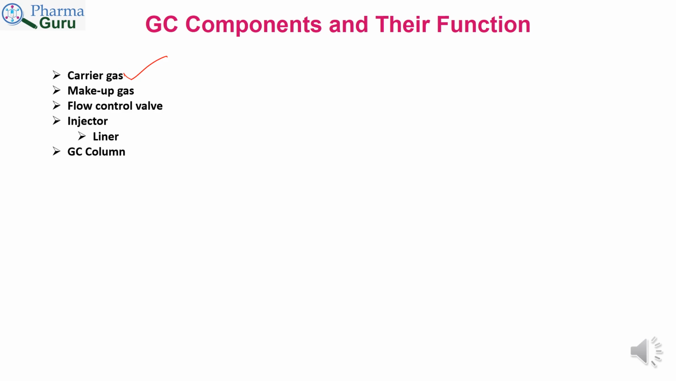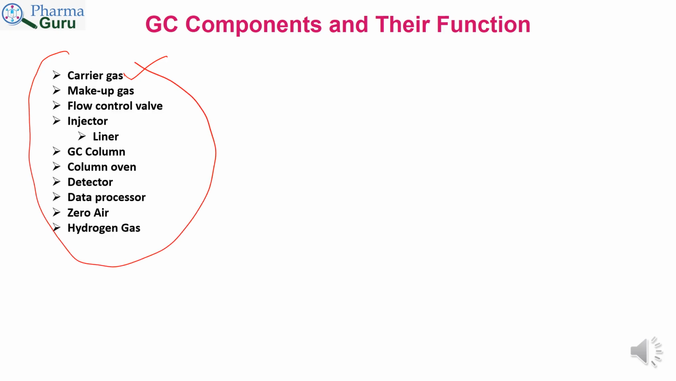GC components and their functions. The following are the main GC components in GC: carrier gas, makeup gas, flow control valve, injector, liner, GC column, column oven, detector, data processor, zero air, hydrogen. I am going to discuss each component in detail with the help of GC system flow diagram next.